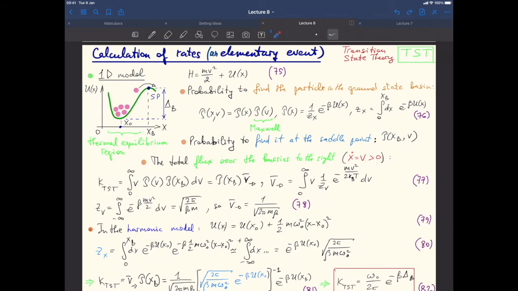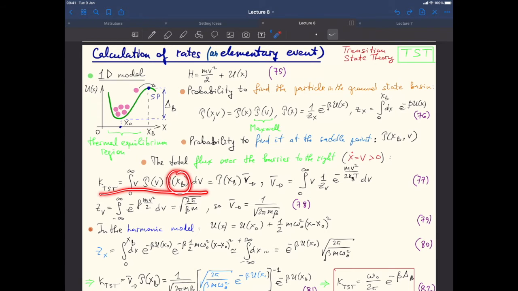The transition rate is a flux, and for the flux, the number of particles going through a cross-section over unit time is basically equal to the velocity times the number of particles. So the number of particles is given by this, it's the canonical distribution times dv, because we would like to count all the particles with the velocity between v and v plus dv. Then integrate over all favorable velocities. So the transition rate is given by this.